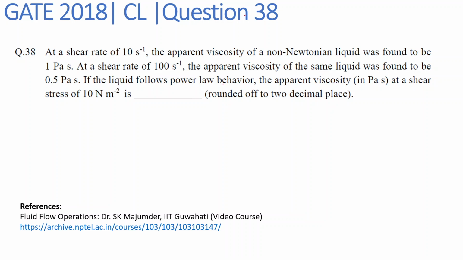So in this question, we have been given the shear rate, basically dv by dy, and then we have been given the apparent viscosity for this case. Then similarly for the other case also, we have been provided the same information, and we have been asked that if the shear stress, that is tau, is 10 Newton per meter square, then what will be the apparent viscosity mu for that case. Okay, so let's take a look at the video solution for this question.